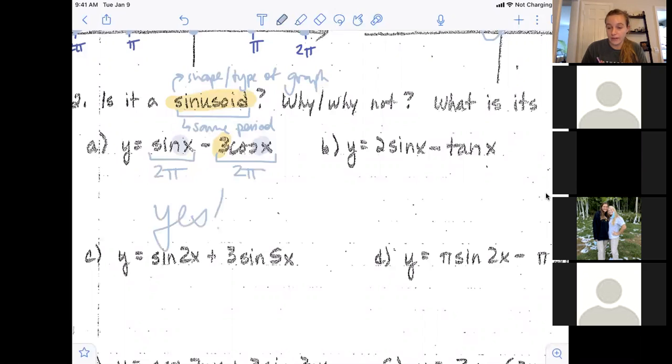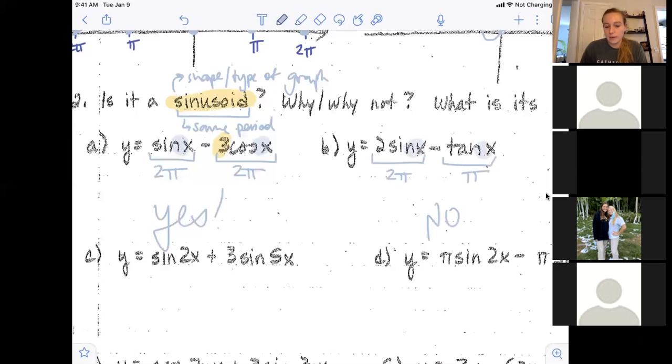That's all we're doing. We're going to find the period. We're going to move on. The next one, I've got 2 sine of x and then tangent of x. 2 sine of x has a period of 2 pi because there's no number in front of the x. Tangent of x, though, we remember from before, the period there is pi. These are not the same, so we're going to say no here.